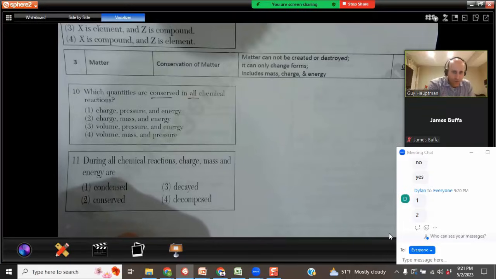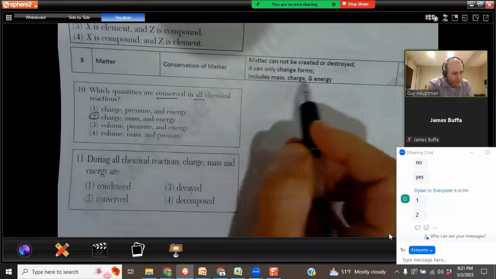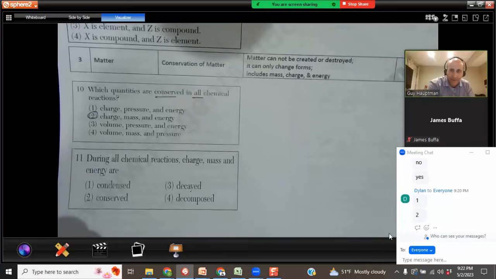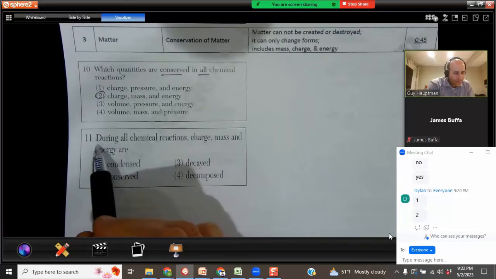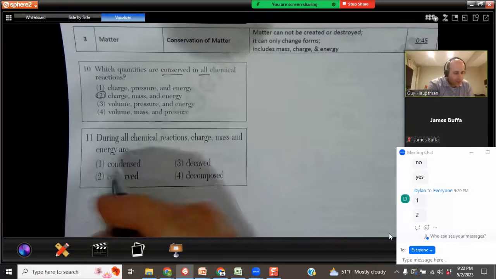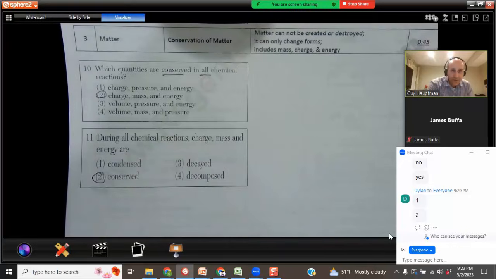Dylan says 2. 2 it is. There it is. Mass, charge, and energy. The order they're written in does not matter. During all chemical reactions, charge, mass, and energy are conserved. Conserved means whatever you start with, you must end with, right?